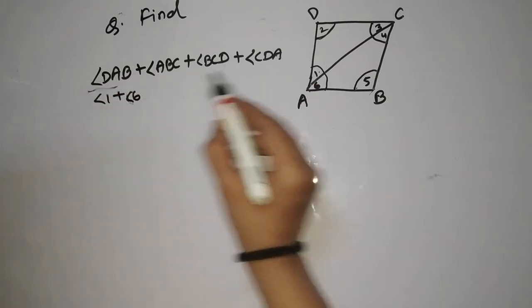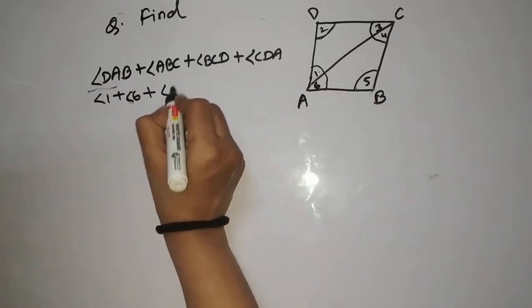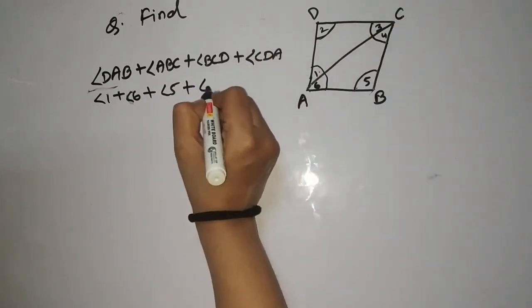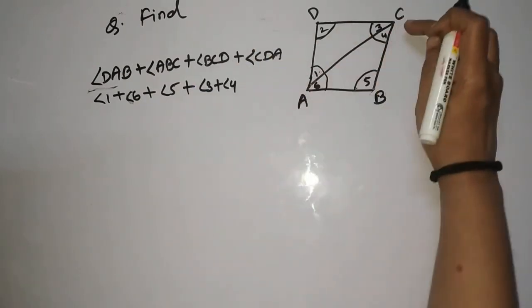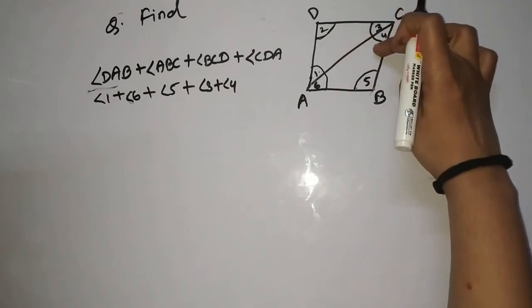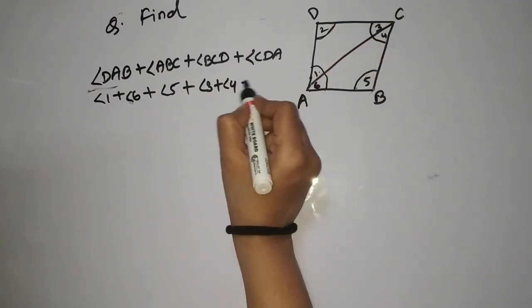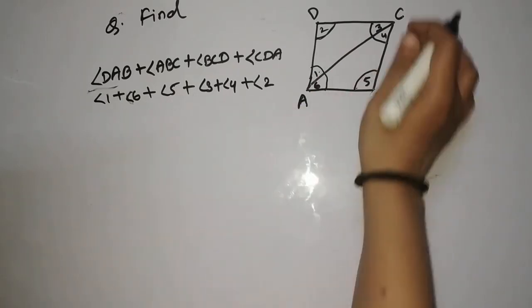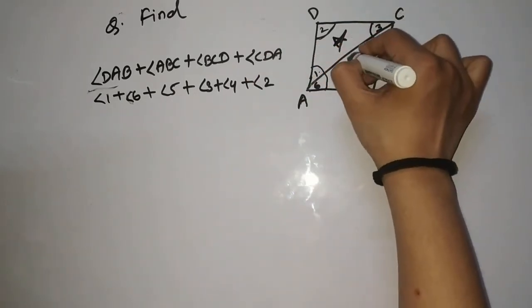Now we have angle ABC, which is angle 5. Angle BCD is again angle 3 plus angle 4. BCD is made up of 3 plus 4, and angle CDA is what? Angle 2. So friends, just consider I make two triangles here. This is one and this is another.